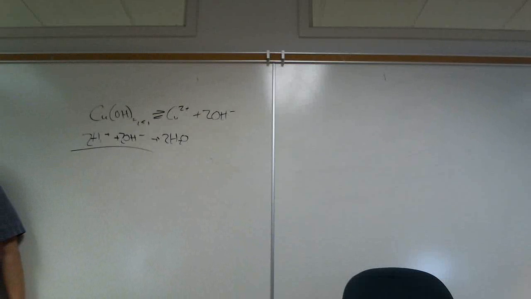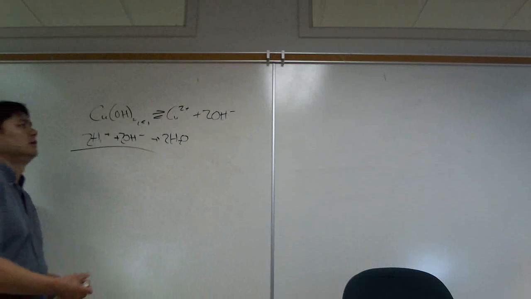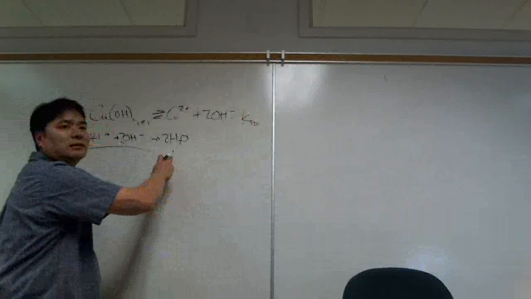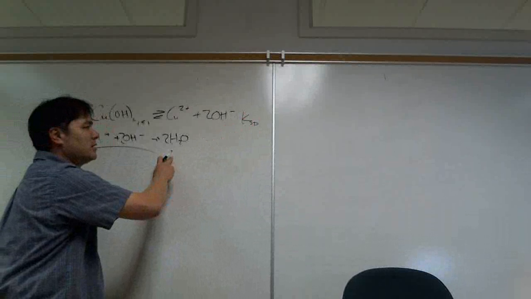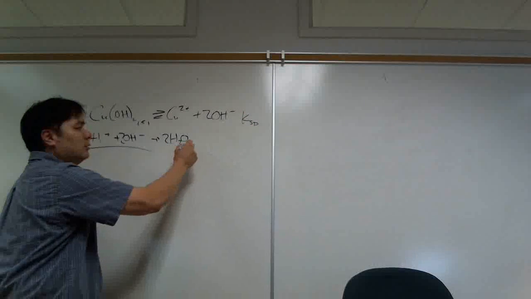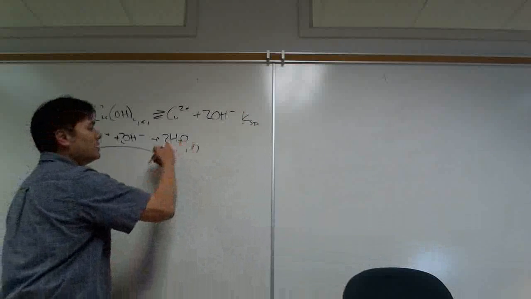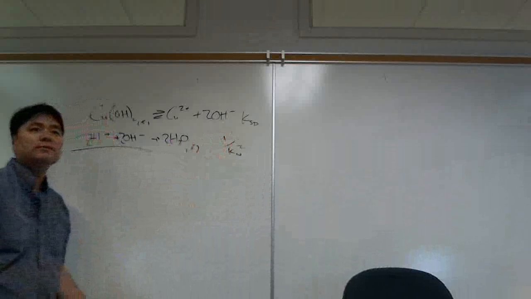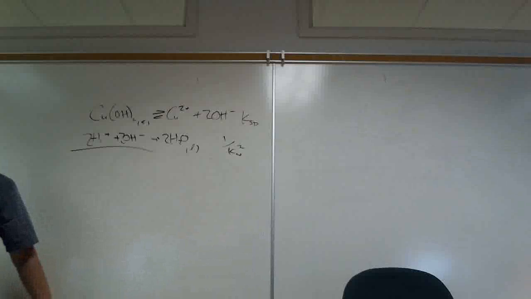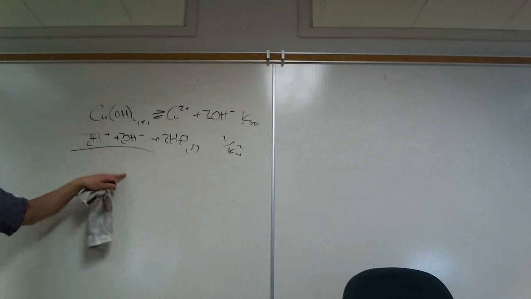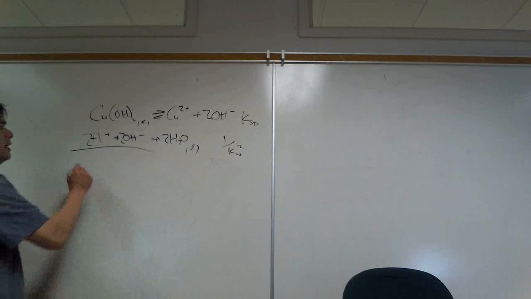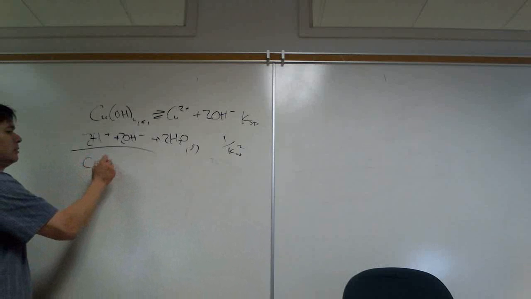And so we combine these. What do we do? This is KSP. This is what? This is KW, but it's not KW. It's the reverse of the KW. And in fact, it's doubled, so it's got to be 1 over KW squared. Something like that. Does that make sense? And then when we combine it, you multiply the K's. This is called KSPA, the combined equation.